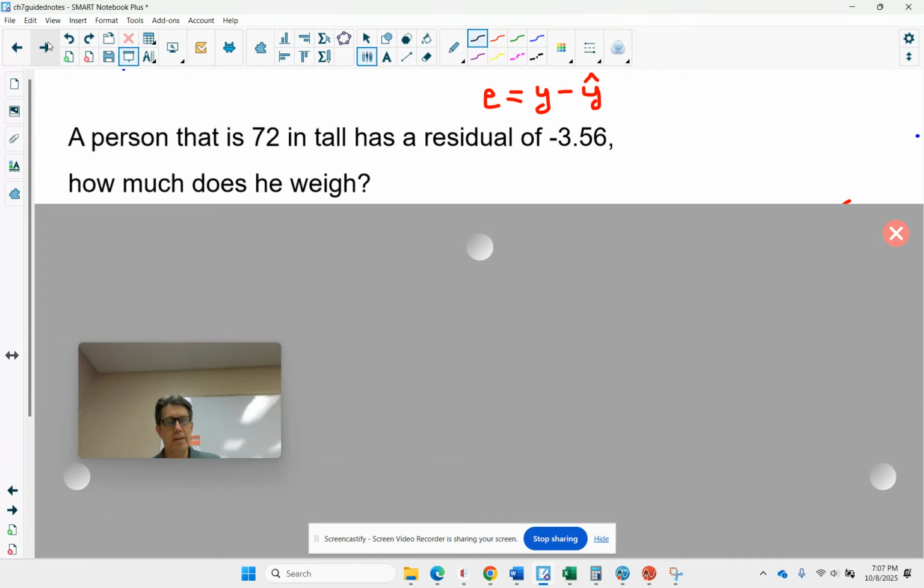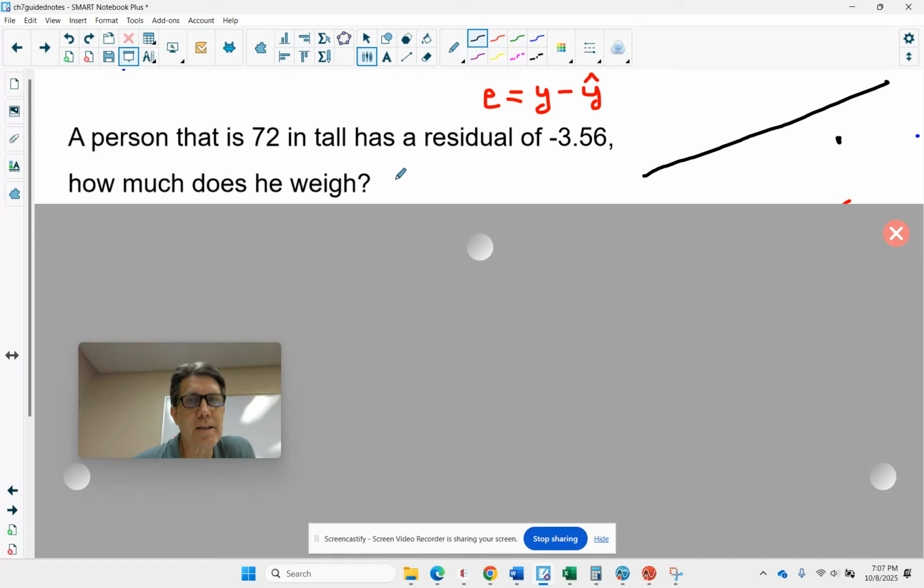Now we've got a question on a residual. We haven't done one like this yet, but it says a person that is 72 inches tall has a residual of negative 3.56. How much does he weigh? Now, sometimes a picture is worth 1,000 words, they say. Let's remember the best fit line is the equation. If you have a negative residual, that means the actual person's weight is smaller than the line. But you can use this equation to do it. But I'll show you how we can do both of these.